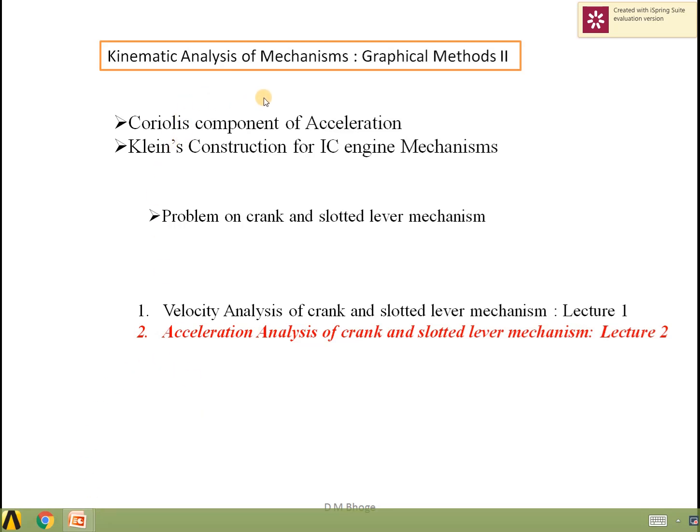Welcome to the lecture series on kinematic analysis of mechanisms using graphical methods. In the last lecture we discussed the velocity analysis of crank and slotted lever mechanism using relative velocity and acceleration analysis method. Now in this lecture we will continue with the acceleration analysis of crank and slotted lever mechanism.